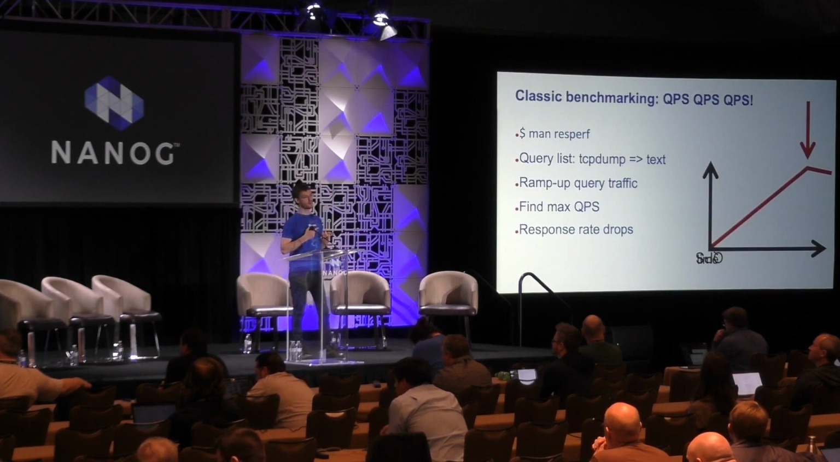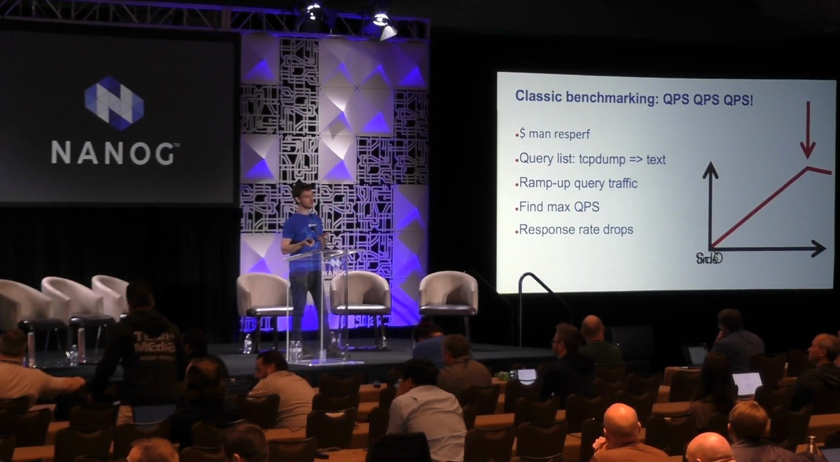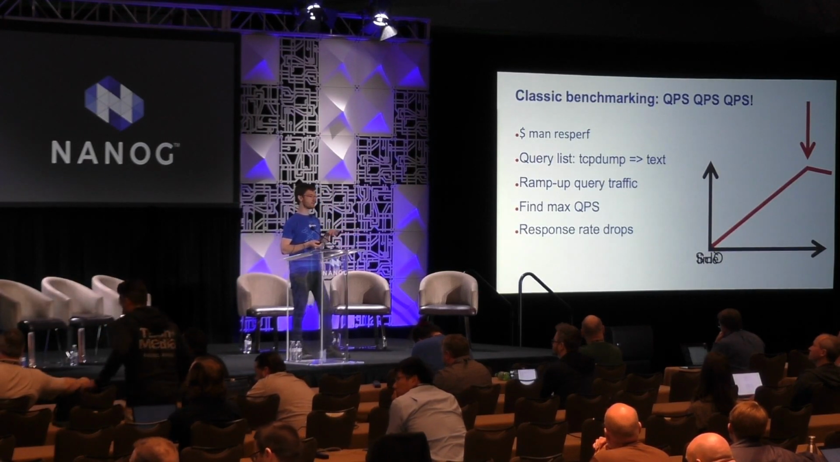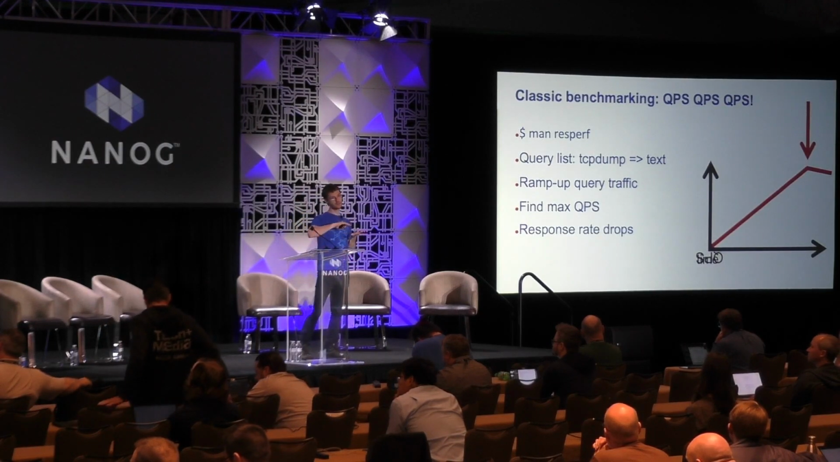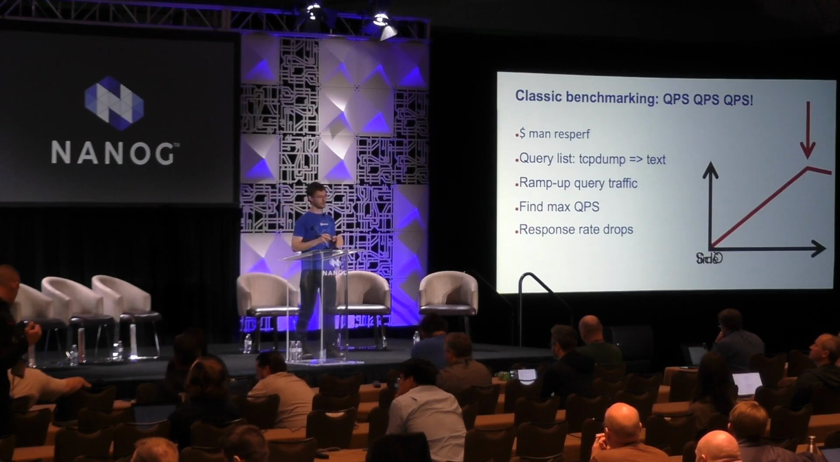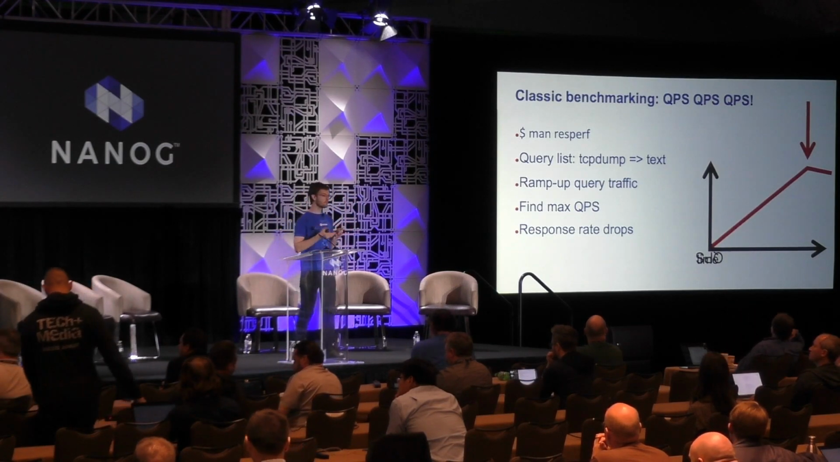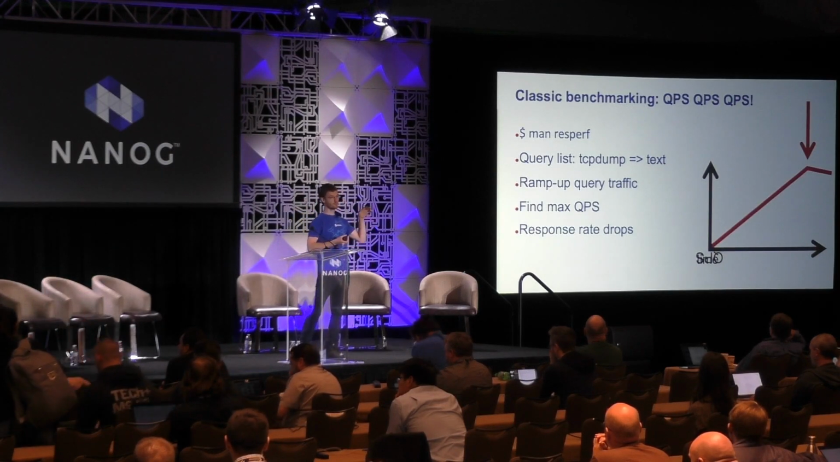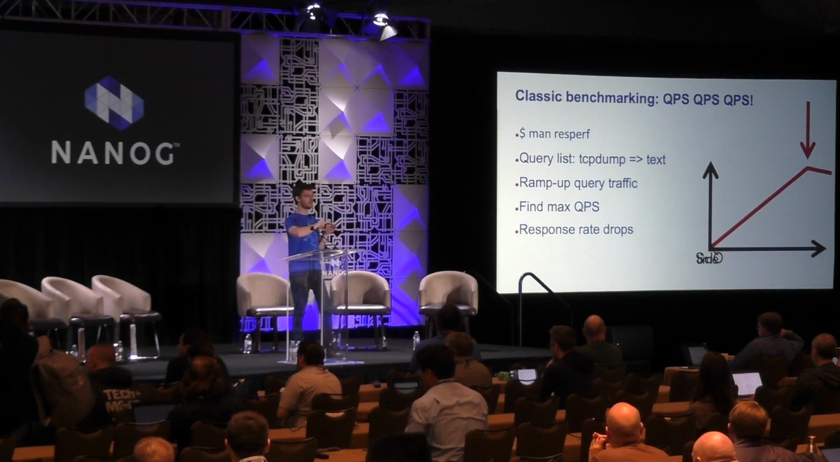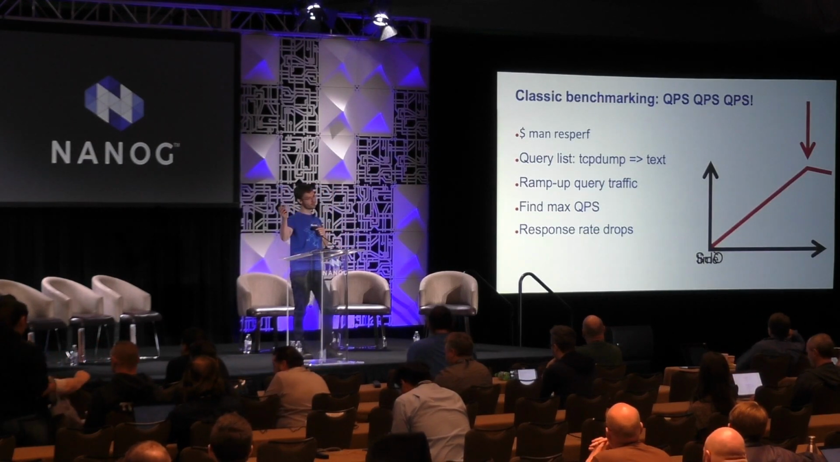Now we can have a look at a very classical benchmarking method, which is implemented in a tool called resperf. Basically, the tool reads a list of queries from a text file and sends queries to the DNS resolver under test at ever-increasing speed. QPS is an acronym for queries per second. Resperf starts with a low number of queries per second and increases the speed, and at the same time monitors responses from the DNS resolver.